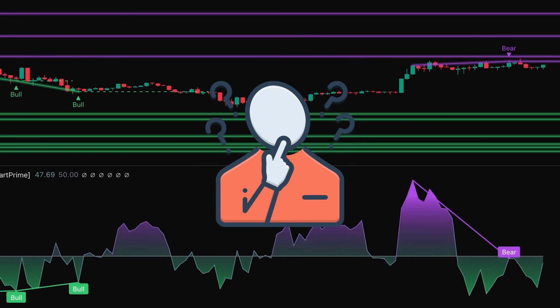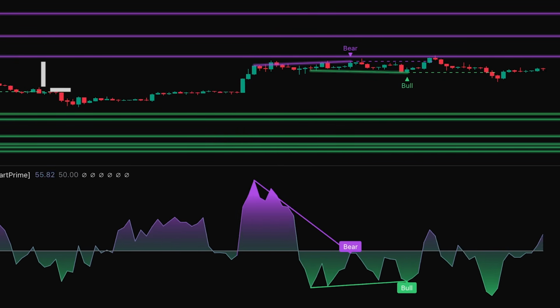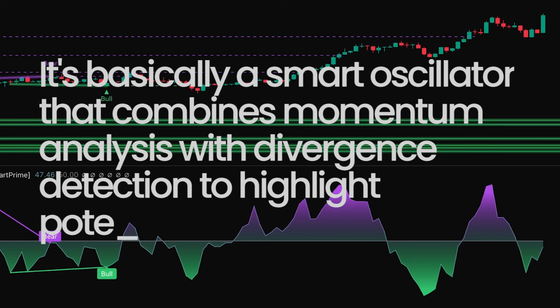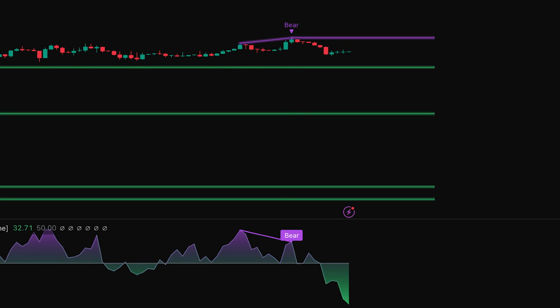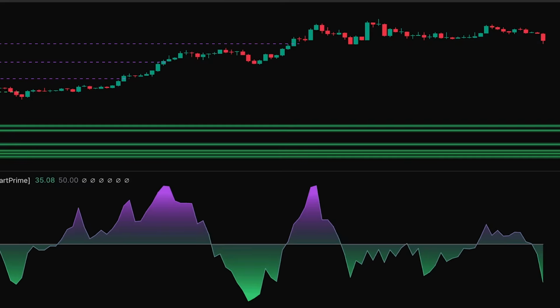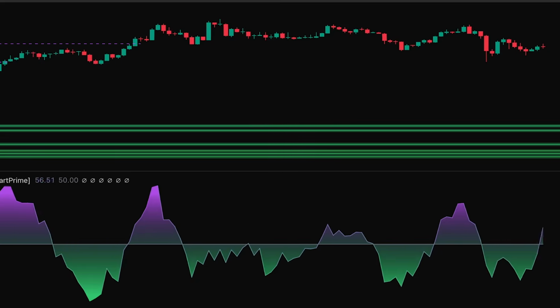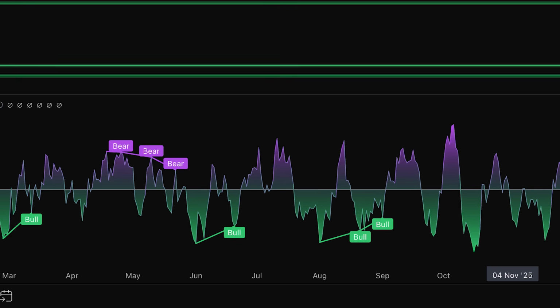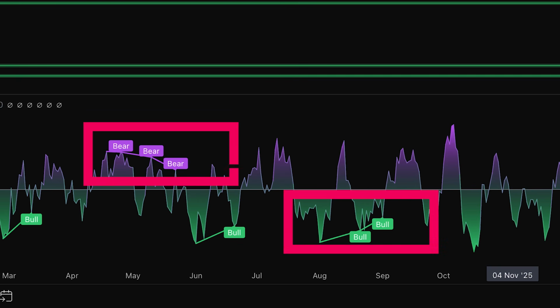First off, what is this indicator all about? It's basically a smart oscillator that combines momentum analysis with divergence detection to highlight potential reversal points. The big problem it solves is spotting when price is losing steam, even if it's not obvious on the chart yet. Traders love it because it projects these momentum mismatches as clear support and resistance zones, helping you time entries and exits with more confidence, especially in trending or ranging markets. No more guessing where the buyers or sellers might step in. It's like having a roadmap for hidden buying or selling pressure.